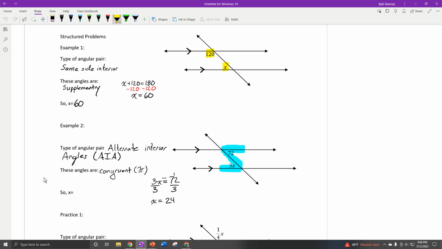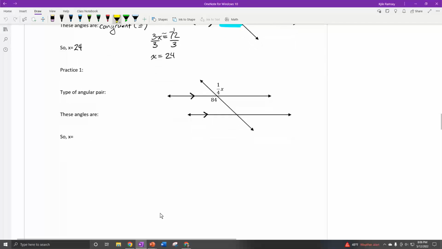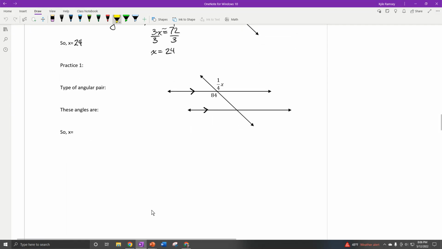So x in this case equals 24. All right. So go ahead and give this a pause at this point, and work on this one that's down here. We'll resume working on it in a little bit. All right. Welcome back. Yes, it has a fraction. People don't like fractions, but you have everything you need in order to solve this problem.